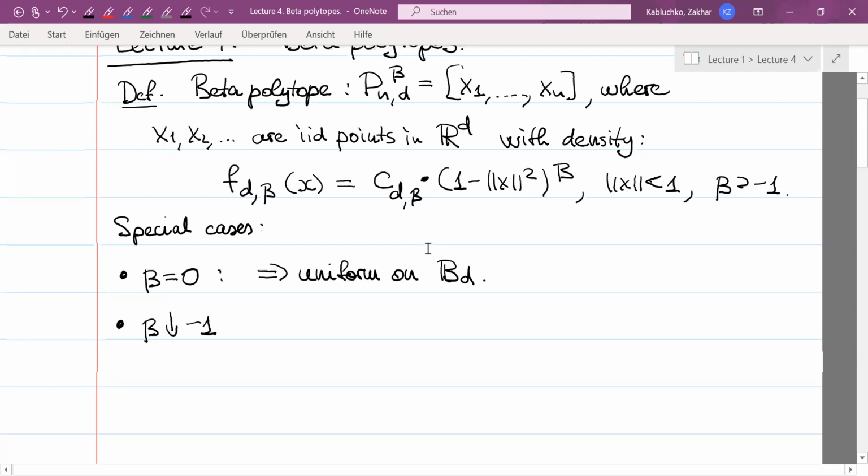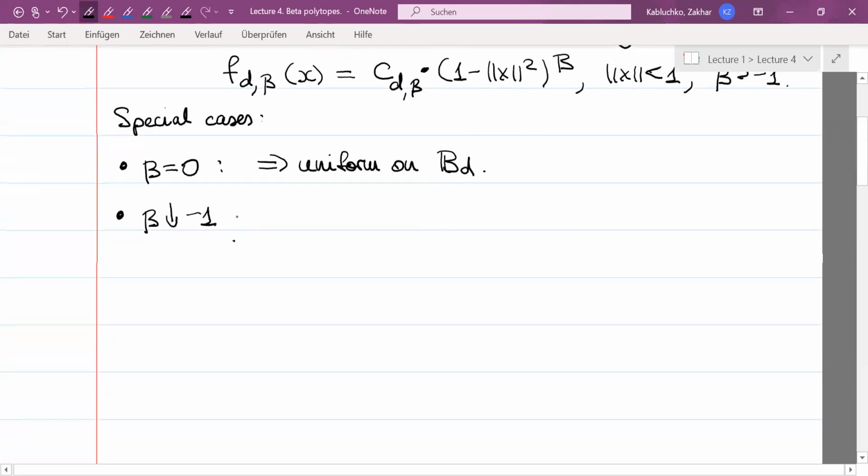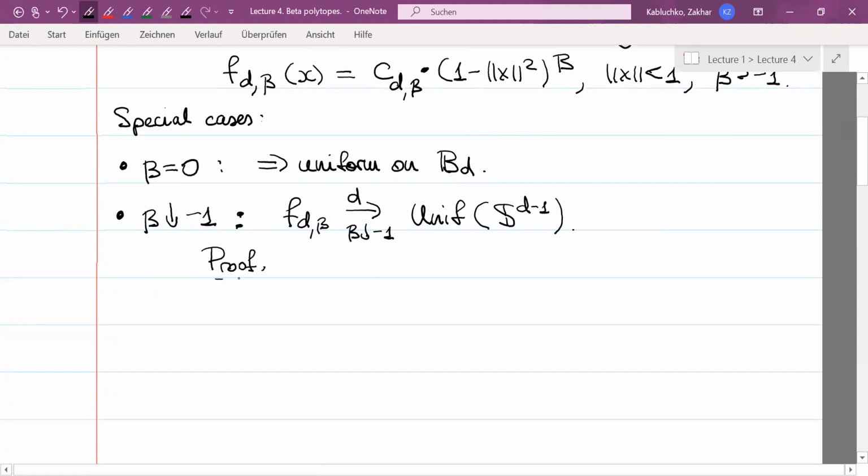And now what does it mean? We claim that a random variable with density f_{d,β} converges in distribution, as β goes to -1, to the uniform distribution on the sphere, on the boundary. And here is the idea of the proof.